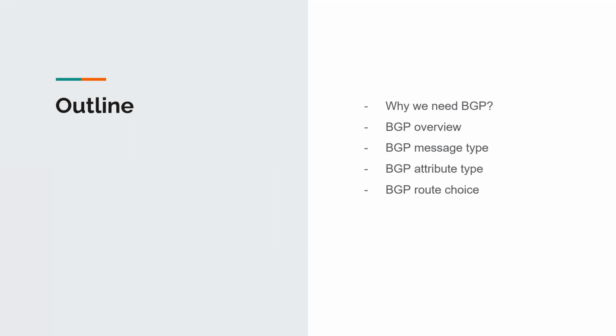The whole talk can be divided into 5 parts. In the first part, I would like to do a recap for everyone of why we need BGP and why BGP is critical to the internet. And then we will have a BGP overview and get to know more about the details of its protocol. And we will get to know what the BGP message types and the BGP attribute types are. And after that, we would like to show how BGP chooses the route.